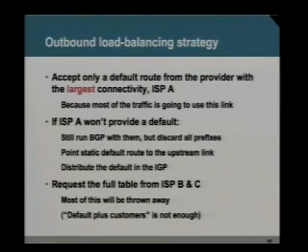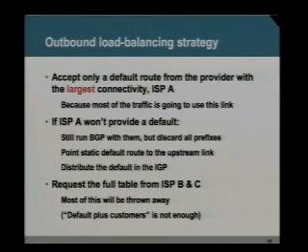So what's your strategy? Well, accept only a default route from the provider with the largest connectivity. So the provider who's giving you the 8 meg connection in this example, we accept just the default from them. So we send them an email saying, give us a default route. Because most of the traffic is going to use this link. Most of your inbound and outbound traffic will use this link. It's the biggest pipe. Okay, it's about 60% of your capacity.